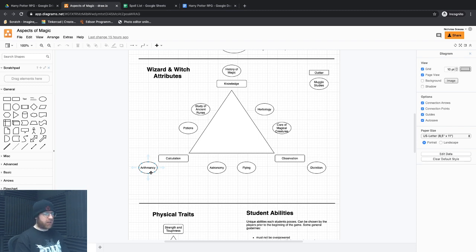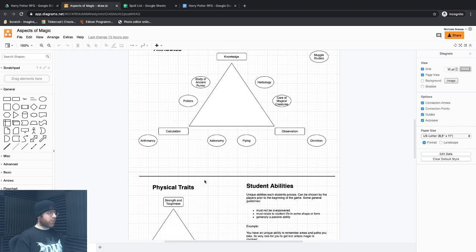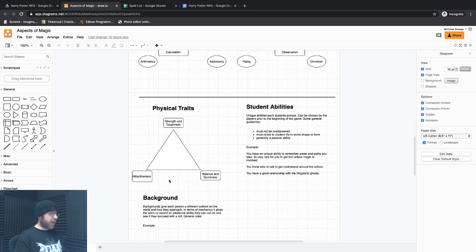I don't know how to say it. I probably spelled it wrong in my document, that's probably why I'm messing up. But it's basically magic arithmetic. Some other things down here, continuing with the triangle system.